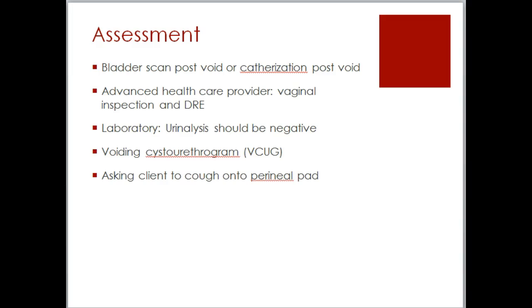Assessment. So how do we know that they are having these issues? One of the first things we can do is talk to the client. Okay, we want to determine the amount of residual urine. So we want to have the client void, and then we will do a bladder scan, or depending on the physician, you want to do a catheterization post-void to see what the residual amount of urine is.